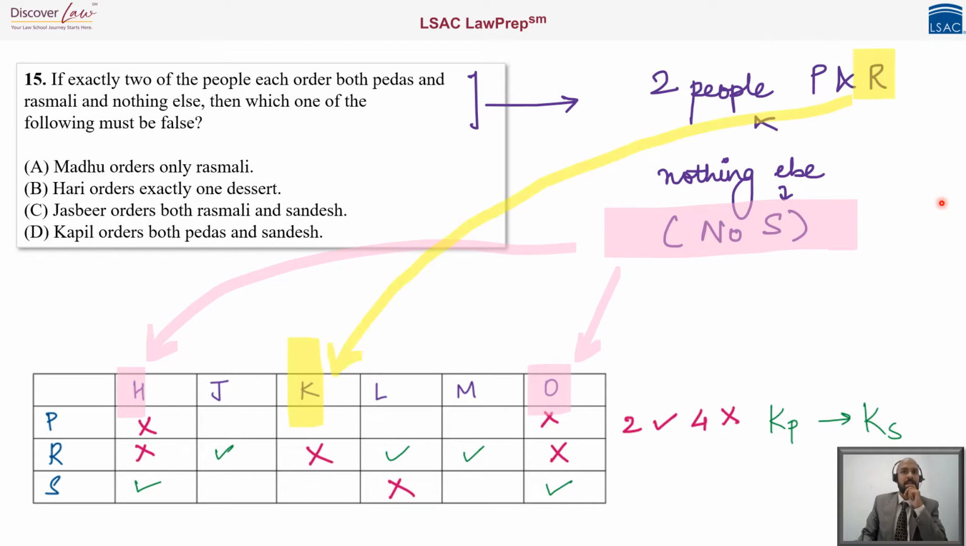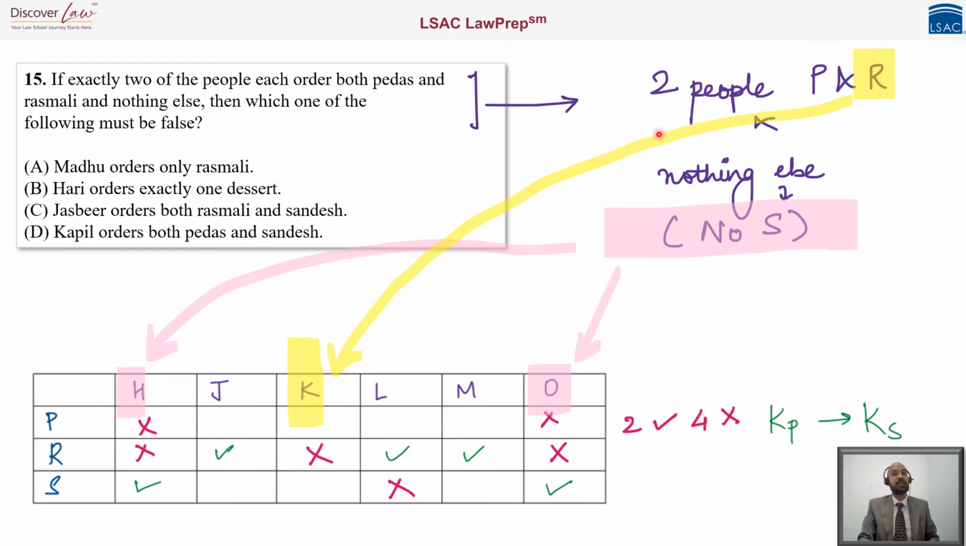Let's look at something else. These 2 people must have both P and R. If you look at K, K does not have R, which means that K cannot be one of these 2 people either. Now this leaves us with 3 choices for the people who can be these 2 people. I hope you follow what I'm saying. If not, pause the video, listen to it again, try it by yourself. What we have as of now is only 3 possibilities for these 2 people.